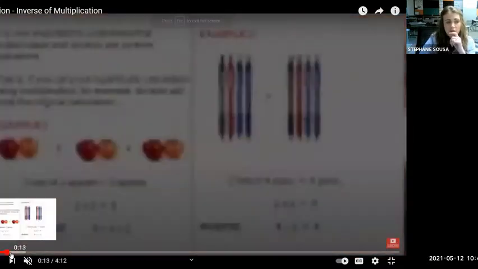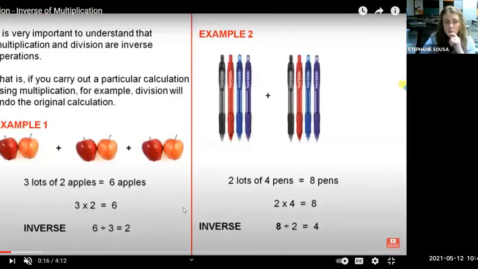So we know that division and multiplication work together, right? Take a look at this example. We have 3 groups of apples. The groups are 2. So in multiplication, this would be 3 times 2 equals 6. In division, we're splitting up these apples. We started with 6 apples. We made 3 groups. There were 2 apples in each group.